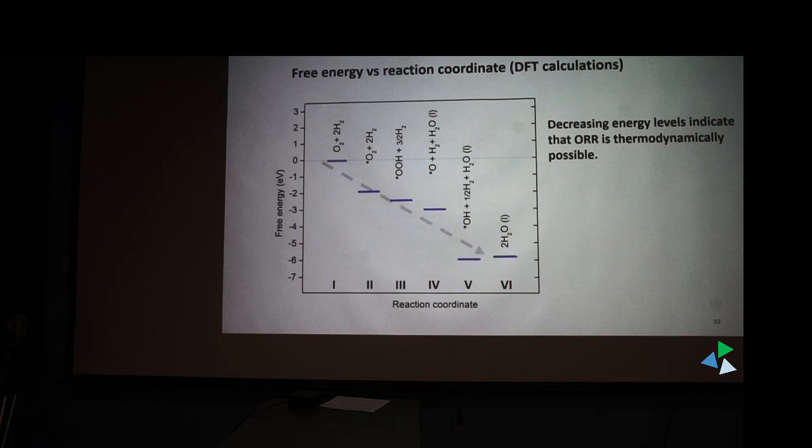What's missing in this calculation is the activation energy. We don't know. Honestly, we tried to calculate that, we didn't succeed, so that's why I'm not showing that. What we can do is calculate the energy for each step.